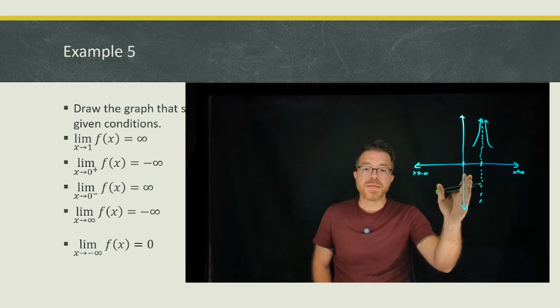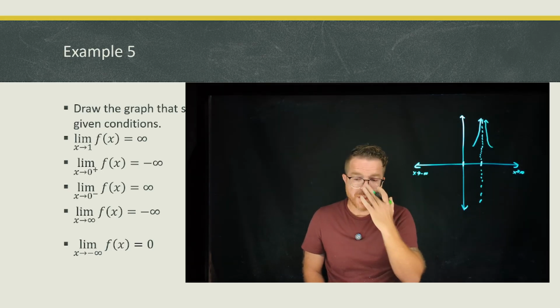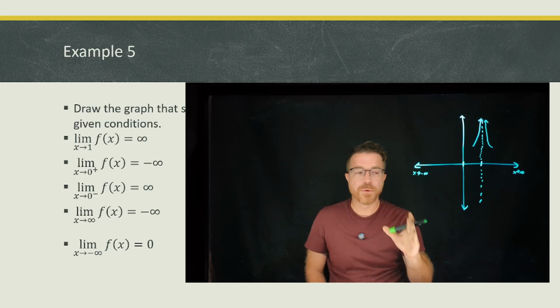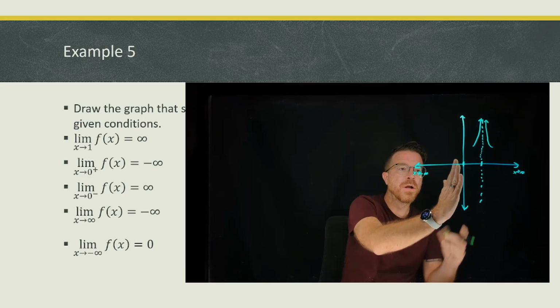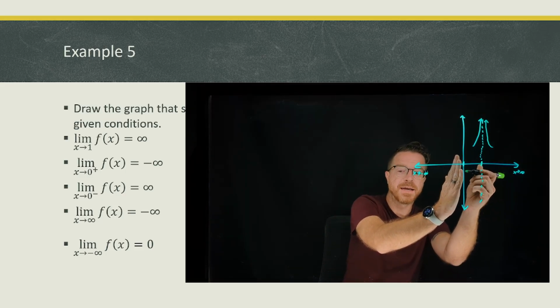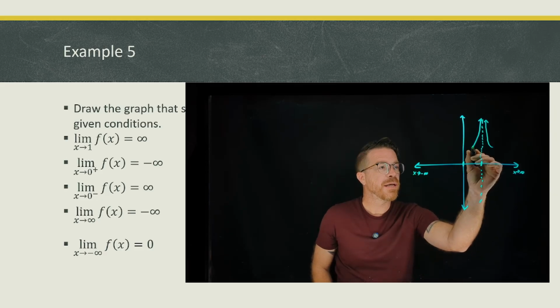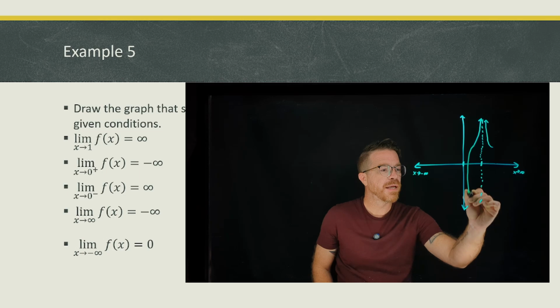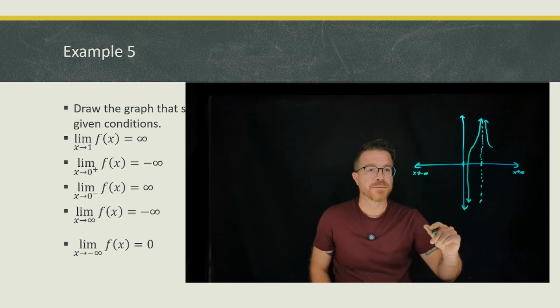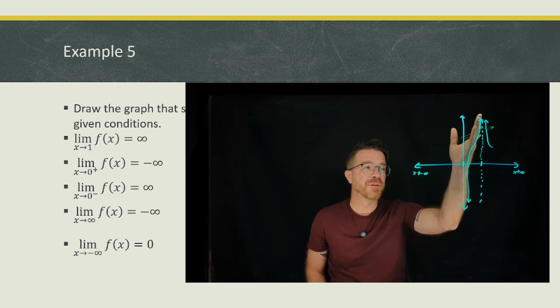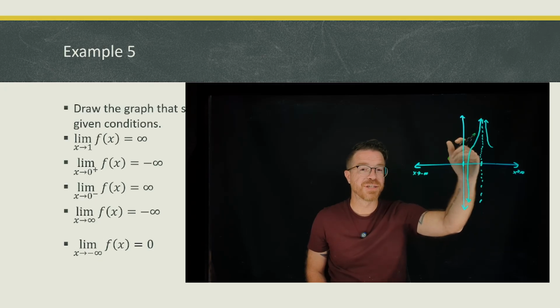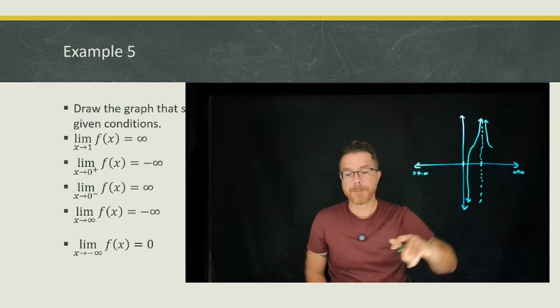Now, let's look at what's happening around 0. So we have the limit as x approaches 0 from the right. If 0 is here, as we're approaching from the right, that's this side. And we have that it's approaching negative infinity. So if I were to make that happen, it looks something like this. As it approaches 1 from the left, it's going to infinity. As it's approaching 0 from the right, it's approaching negative infinity.